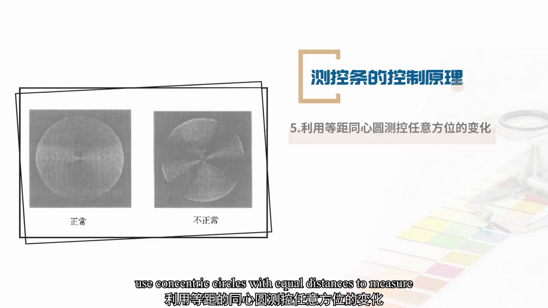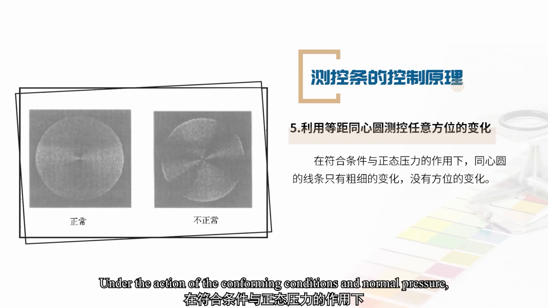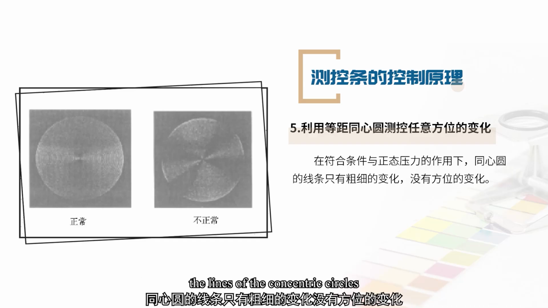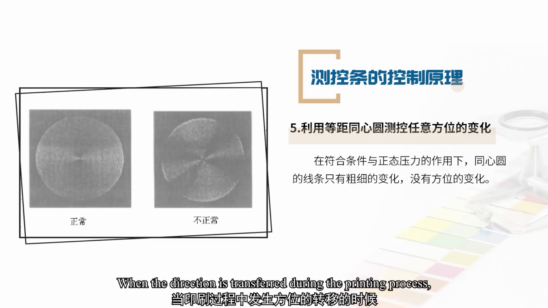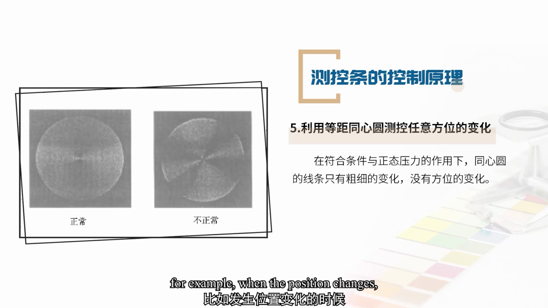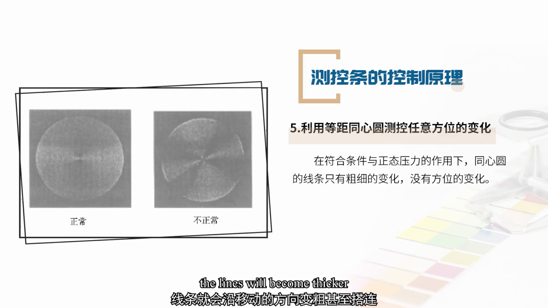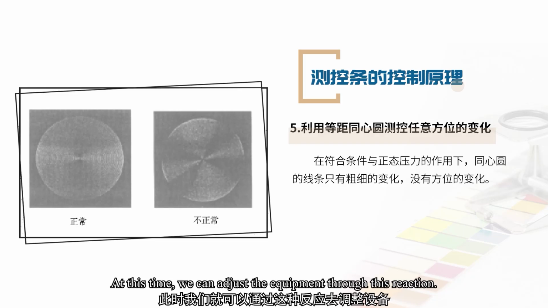Fifth, use concentric circles with equal distances to measure and control the changes in any direction, under the action of the conforming conditions and normal pressure. The lines of the concentric circles only have the change in thickness and no change in direction when the direction is transferred during the printing process. For example, when the position changes, the lines will become thicker along the moving direction and even overlap. At this time, we can adjust the equipment through this reaction.